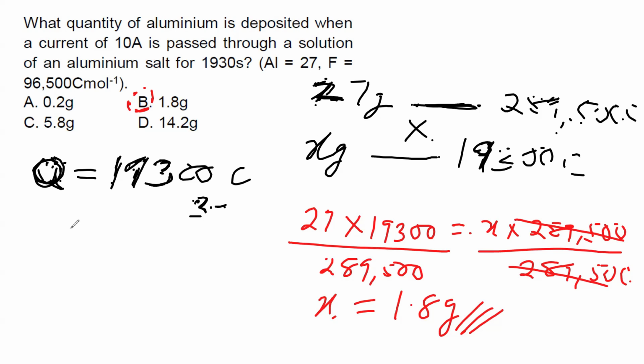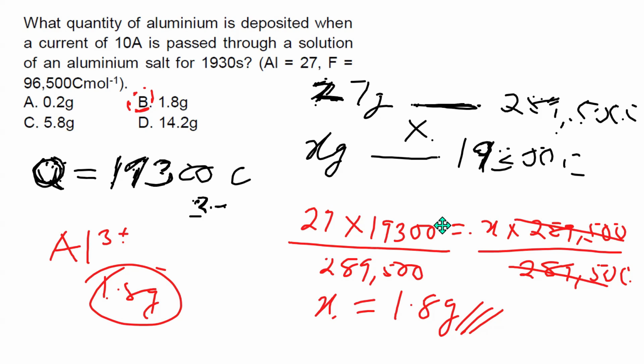So when a 10 ampere electric current is applied to an aluminum salt, it is going to give us an aluminum ion, which is 3 plus, and of course about 1.8 gram of mass will be deposited. And that is why we are able to get 1.8 gram. So this is how to calculate this in electrolysis.